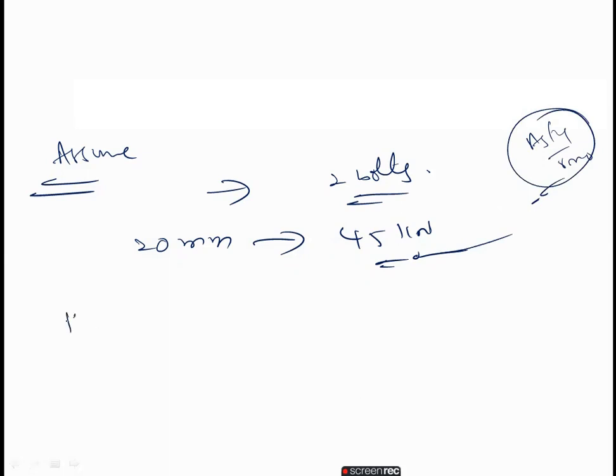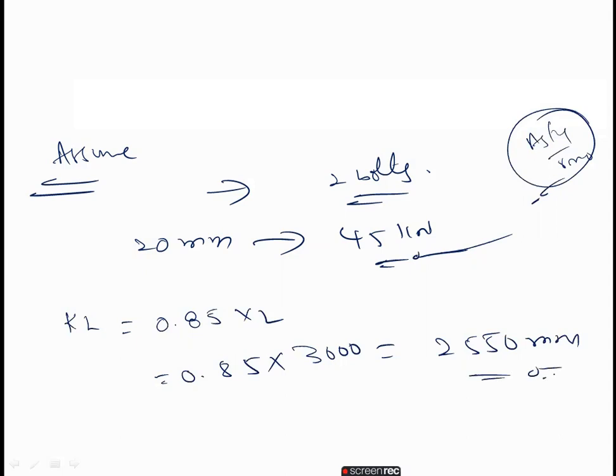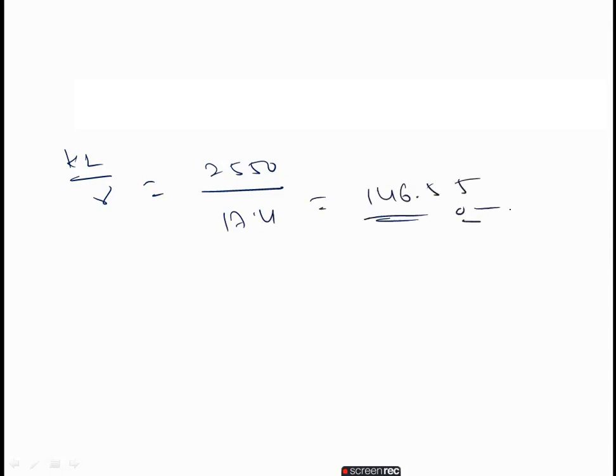Now, calculate the KL value. So the effective length, we will take 0.85 into L. So 0.85 into length 3000, the value is 2550 mm. Now calculate the KL by r value. That is 2550 by 17.4. You will get 146.55.